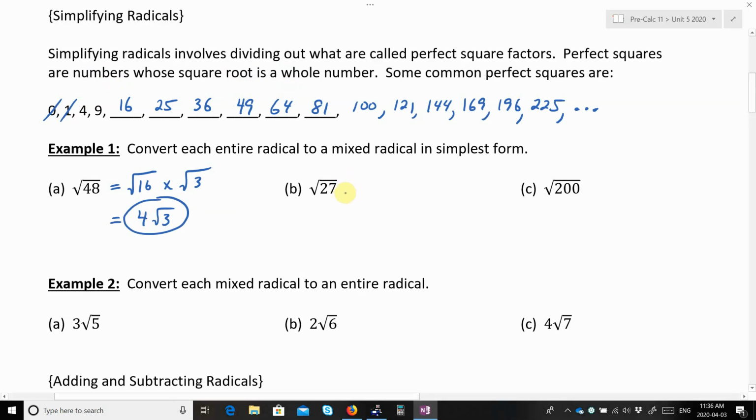All right, let's try the square root of 27. Now 27 lands in here, so we would try dividing it by 25. That doesn't work. Divide 27 by 16, that doesn't work, but 9 is the one. This is the square root of 9 times the square root of 3. And the square root of 9 is 3, so that simplifies to 3 root 3.